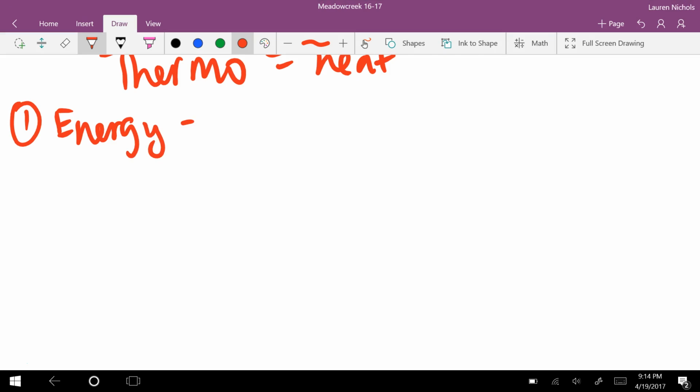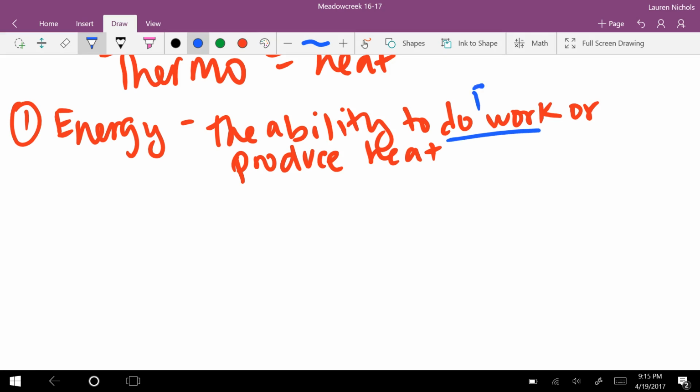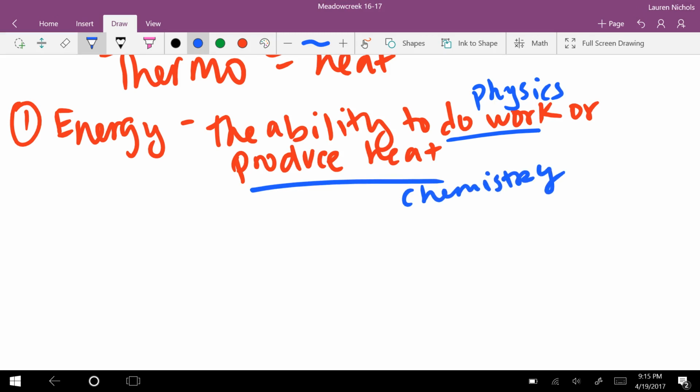Now energy's definition is the ability to do work or produce heat. If you're writing this down to help you remember it, you can always pause the video if you need to write things down and my video is moving too quickly. But energy is the ability to do work or produce heat. The do work part is normally in physics. The produce heat part is the stuff that we really focus on in chemistry.